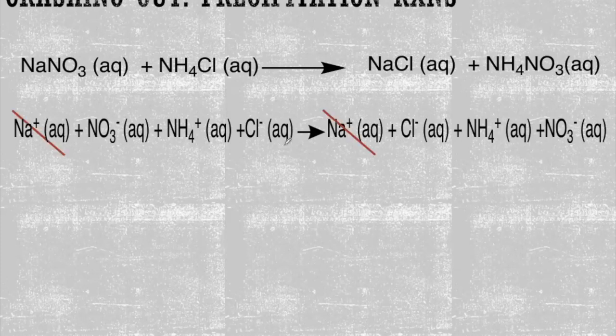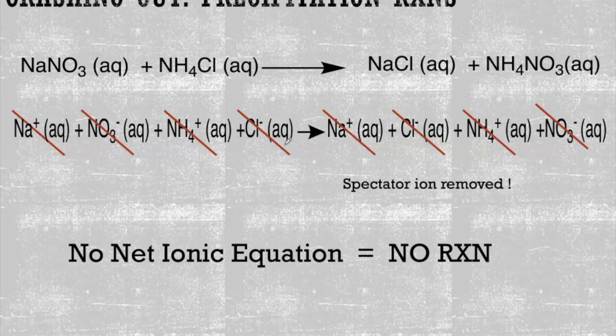If we take a look, all of our ions are spectator ions. They're found on both sides. There's not a single ion that's not found on both sides. So therefore, in this process, all spectator ions are removed. There's no net ionic equation. It means that there is no chemical reaction here because there's no new substance produced.